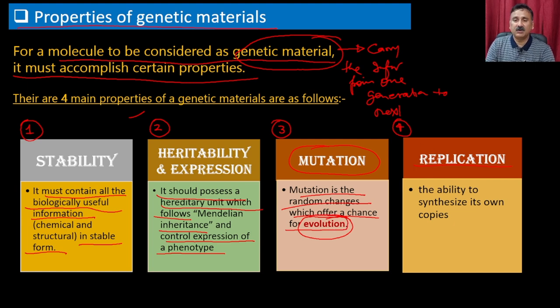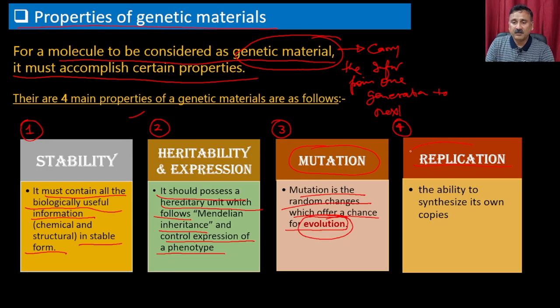And then number four is replication. As I said, you have only one copy of genetic material, so that genetic material has to be replicated, and that's why you are going to have two copies of genetic material, so that you are able to share it. Remember when we were talking about the cell cycle, we said that during the S phase the DNA is duplicated, and only then is it shared between the cells. The same is true between the parents and the offspring as well. So you have two copies of the genome, and you share one copy with your offspring, and so on. So it should have the ability to synthesize its own copies. This replication is what we are going to discuss in our subsequent module. We are going to talk about replication, transcription and translation.